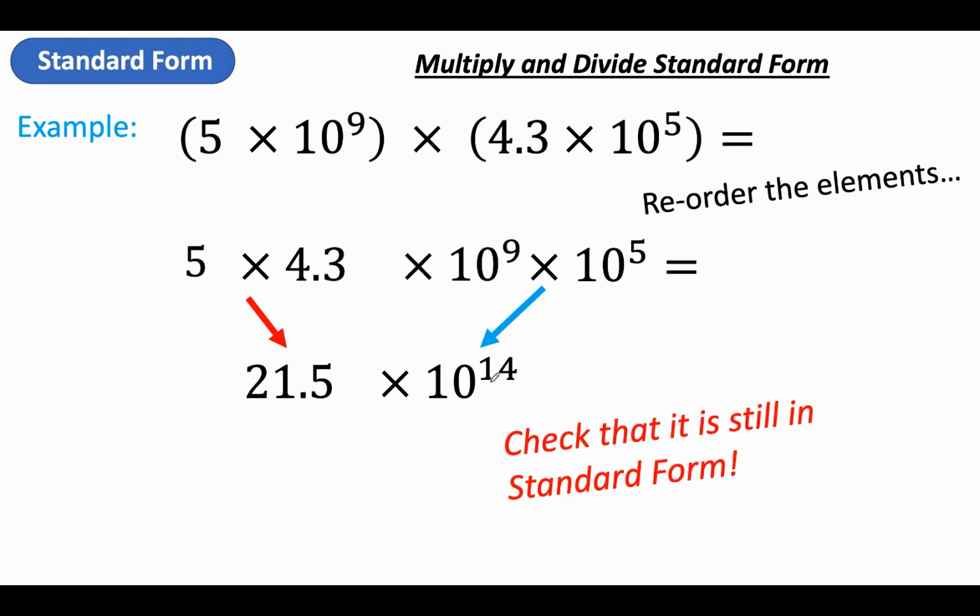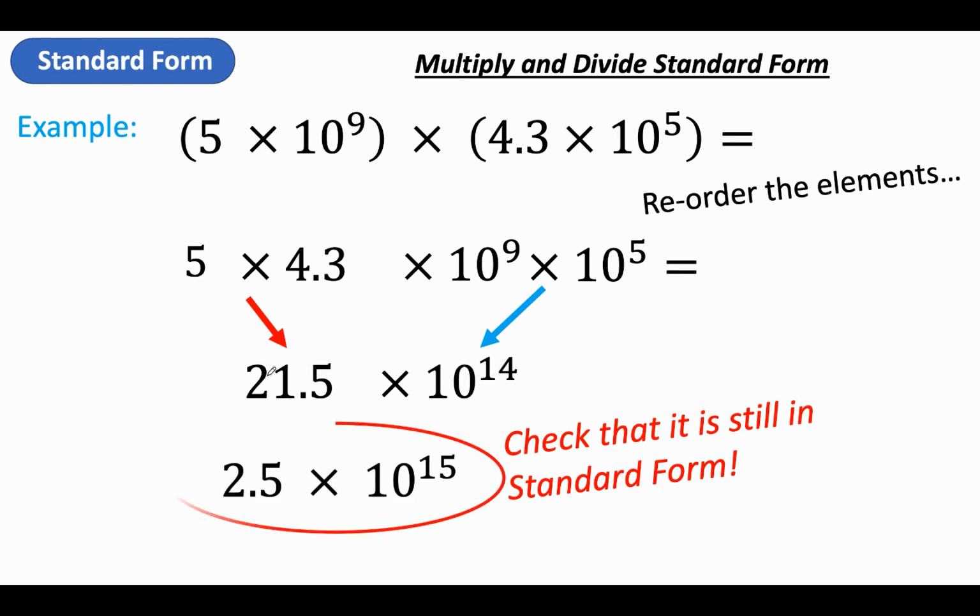But as I said before, you need to do a little check. Is it in standard form? No, it's not. So we need to adjust this number. So we go from 21.5 down to 2. Oh, that should be 2.15, shouldn't it? Someone's made a mistake in making their PowerPoint. I'm not going to say who that is. So 2.15 times by 10 to the power of 15, because this number's got one place smaller.